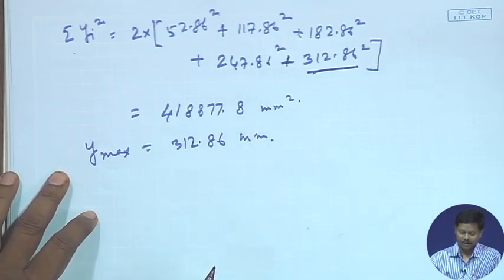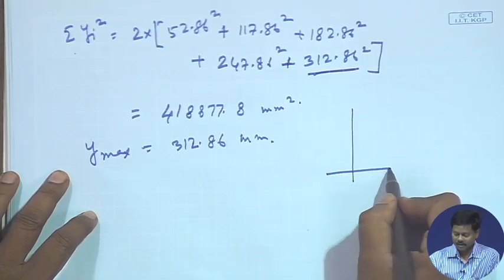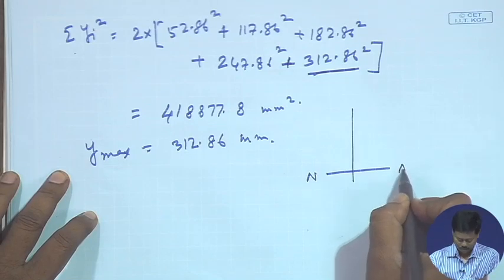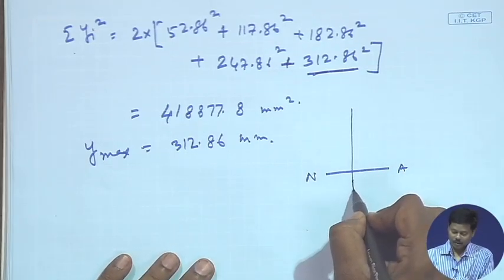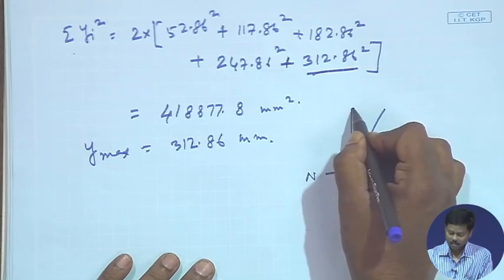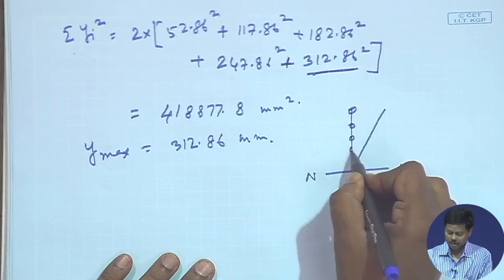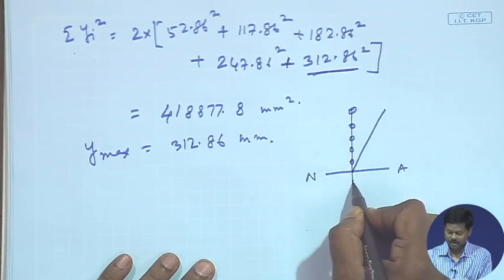Once we find out y max, that means if the neutral axis is falling in this way, then y max I can find out. This is the bolts are there: 1, 2, 3, 4, 5 and 6.